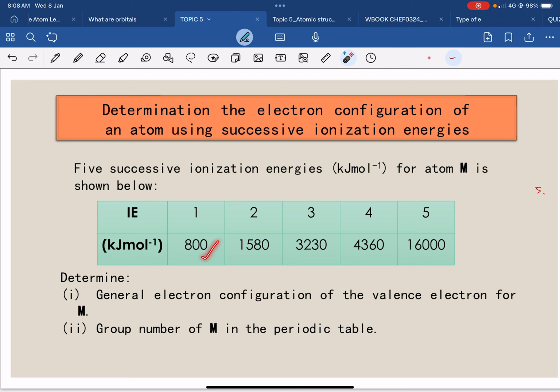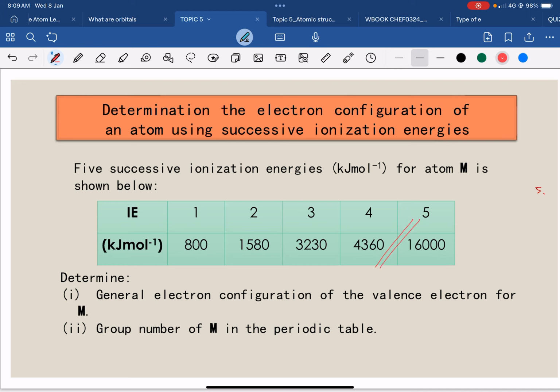So elektron pertama 800, elektron kedua 1500, 3000, 4000 and then ada 16000. Okay, if you look at the trend, I hope you can see which one yang ada big gap. Okay, antara 800 dengan 1500 around 700. Lebih kurang macam tu. 1000 ke 3000 lebih kurang 1500. 3000 ke 4000 lebih kurang 1500 lagi. But then 4000 to 16000, it takes about 12,000 like that. Okay, more or less. Okay, so kat mana kita punya big gap? This is where our big gap.